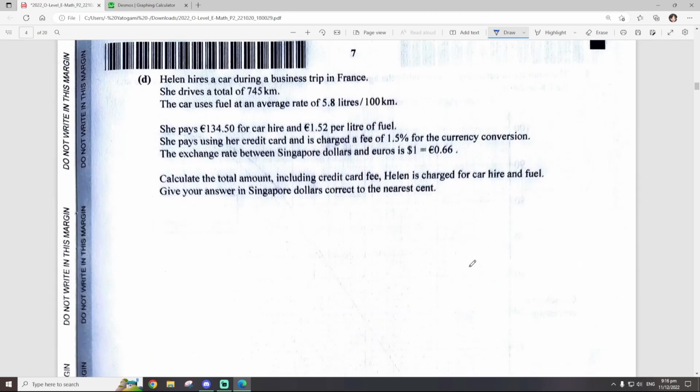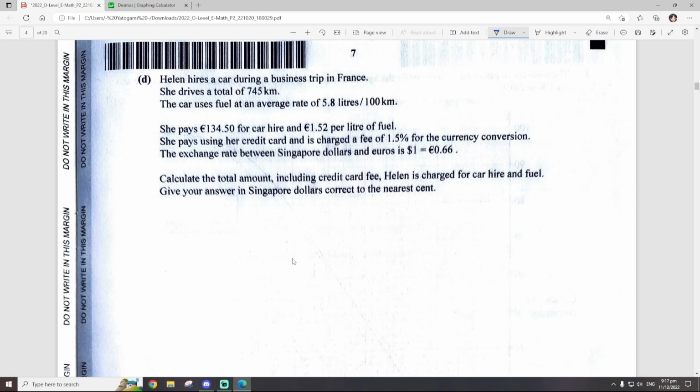Helen hires the car during the business trip in France. She drives a total of 745 km. The car uses fuel at an average rate of 5.8 liters per 100 km. She also pays 134.50 euros for car hire and 1.52 euros per liter of fuel. If she pays using the credit card, it charges a fee of 1.5% for the conversion. The exchange rate between Singapore dollars and euros is 1 Singapore dollar to 0.66 euros. Calculate the total amount, including credit card fee, Helen is charged for car hire and fuel.